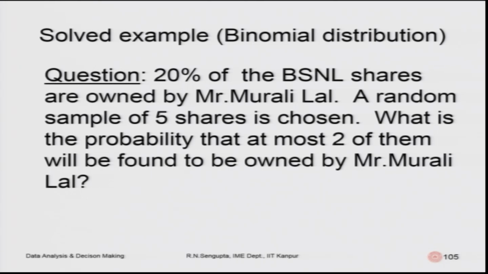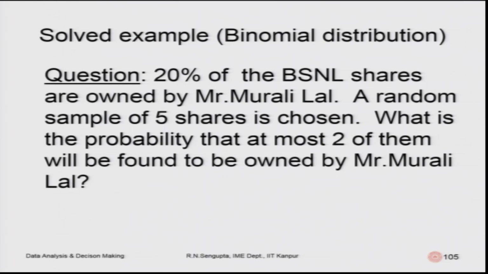So, the problem states that 20% of the BSNL shares are owned by Mr. Murali Lal. A random sample of 5 shares is chosen, which means n is 5. What is the probability that at most 2 of them would be found to be owned by Mr. Murali Lal? So, at most 2 means the value of x.